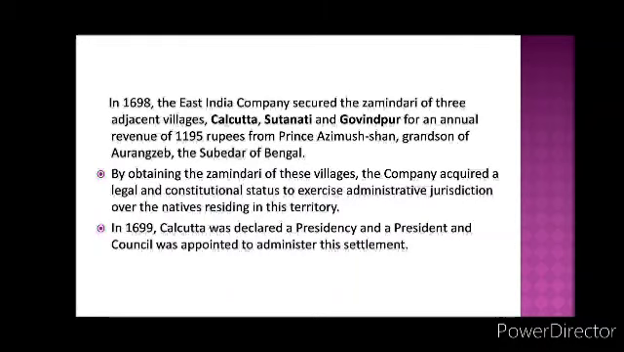By obtaining the zamindari of these 3 villages, the company now assumed the functions of a zamindar and also acquired the legal and constitutional status to exercise administrative jurisdiction over the native inhabitants residing in the territory. In 1699, Calcutta was declared a presidency town, and thereby a president and council was appointed to administer the people living in the settlement.